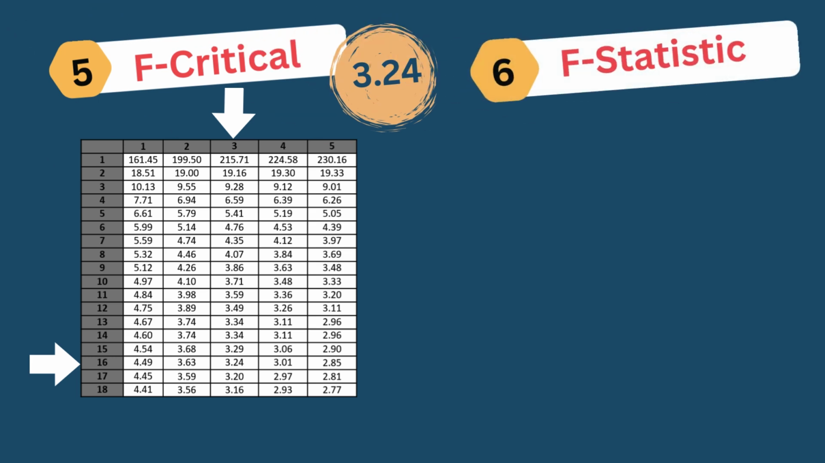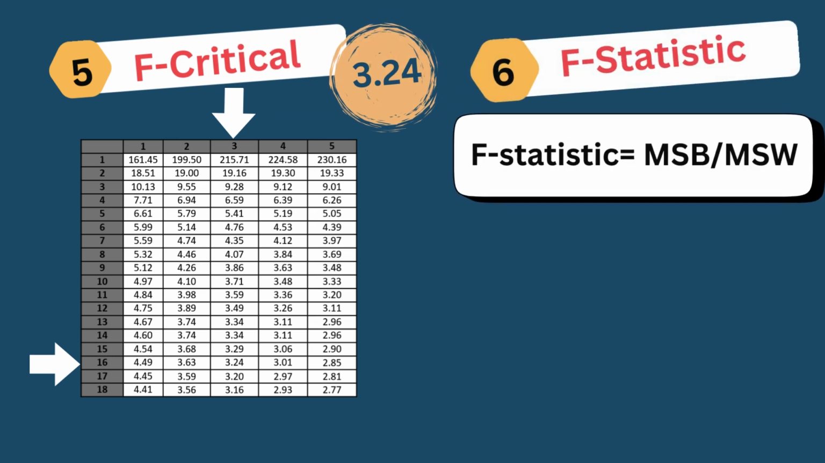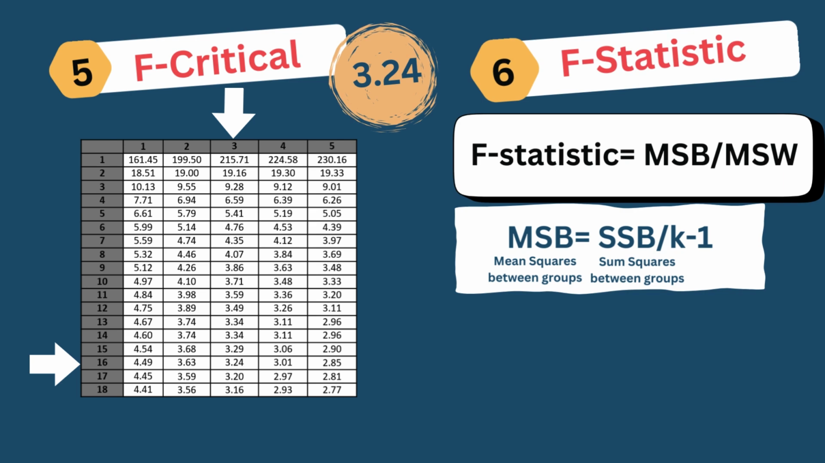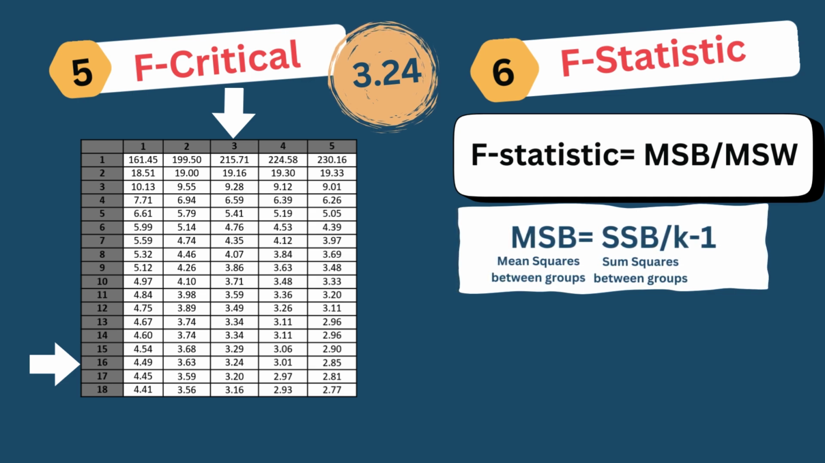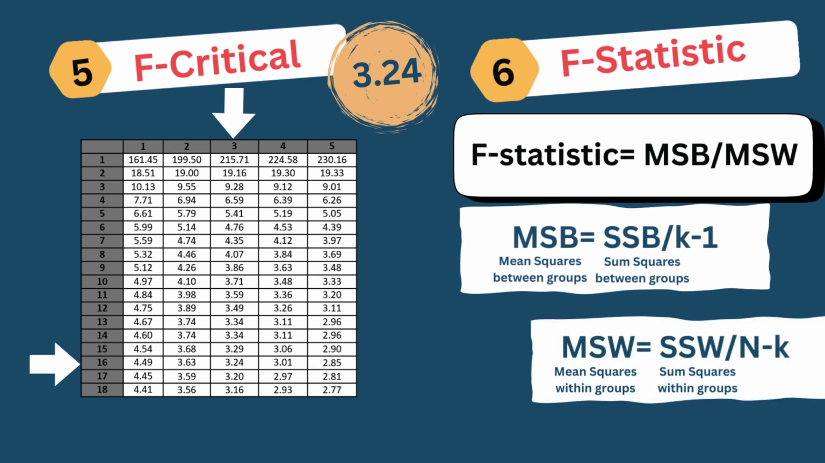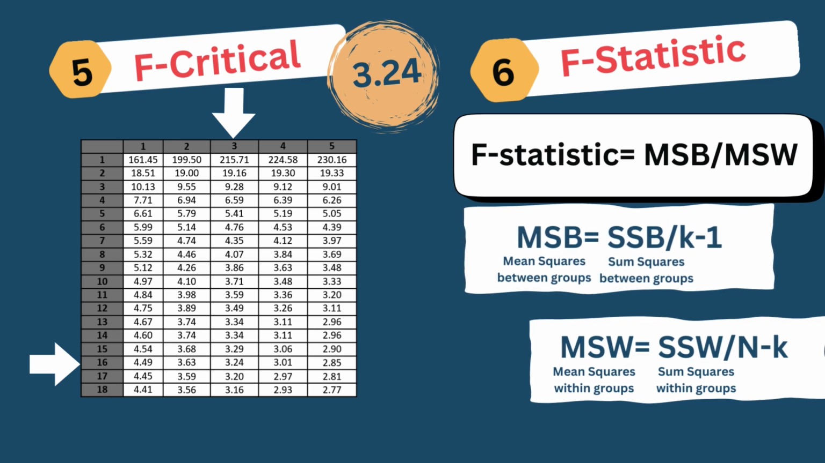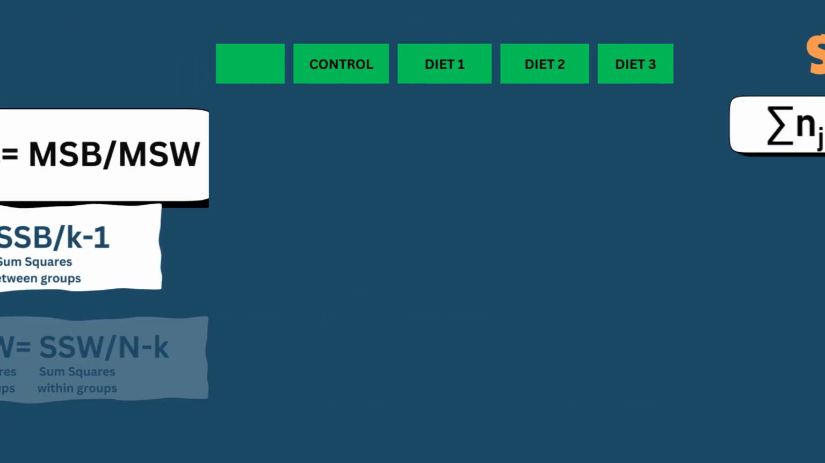Step 6. Calculate the F statistics by the following formula. MSB is mean squares between groups, calculated by dividing sum square between groups SSB to numerator degrees of freedom k minus 1. Whereas MSW, that is mean squares within groups, is calculated by dividing sum squares within groups SSW to denominator degrees of freedom n minus k.